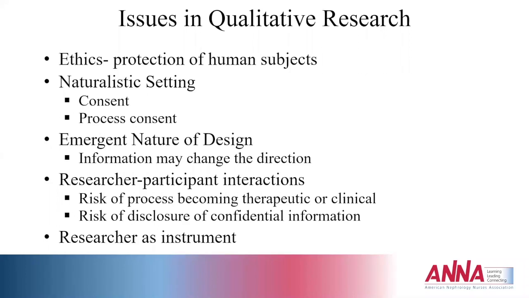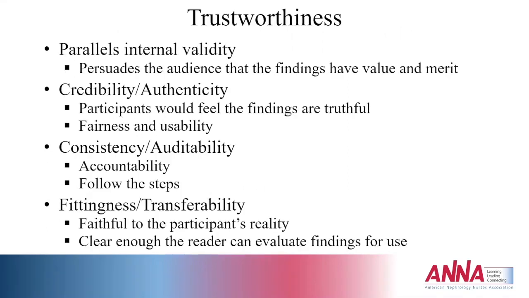Finally, in qualitative research, the researcher is viewed as an instrument. As such, the researcher has the power to influence the information gathered and the outcome of the study. So the researcher must acknowledge and manage any bias that might be present. This is necessary to ensure that the findings reflect the participant's view rather than the view of the researcher.